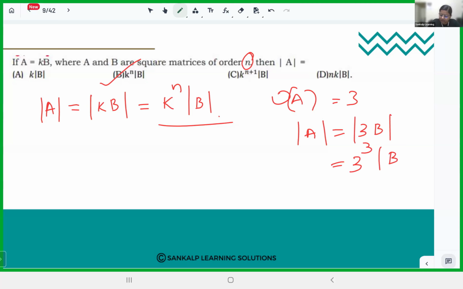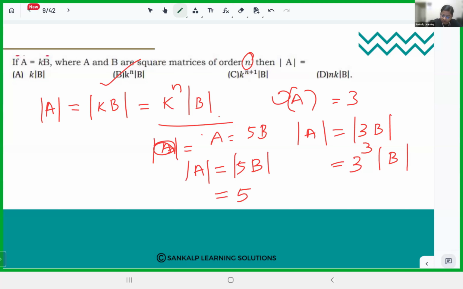If A is given as 5 into B, then what is determinant of A? Determinant of A is equal to determinant of 5B, right? And how will you find out the determinant of 5B? That is nothing but 5 cubed, because the order of the matrix is 3. So 5 cubed into determinant of B. This is how you find out the answer.